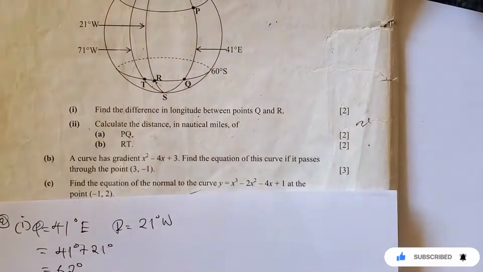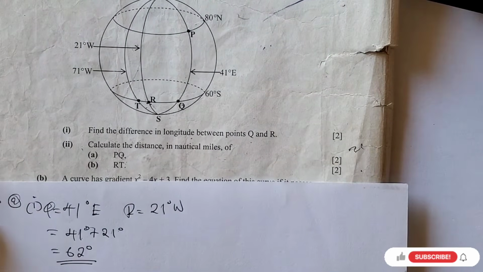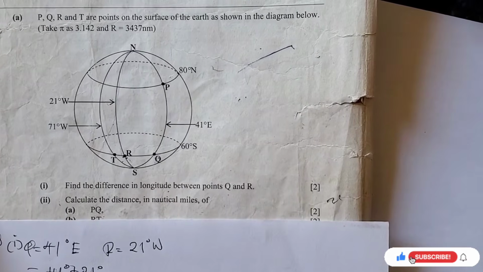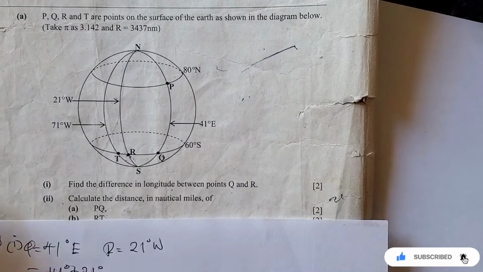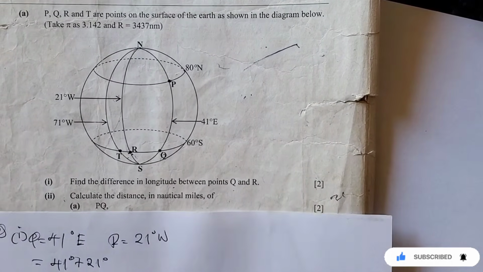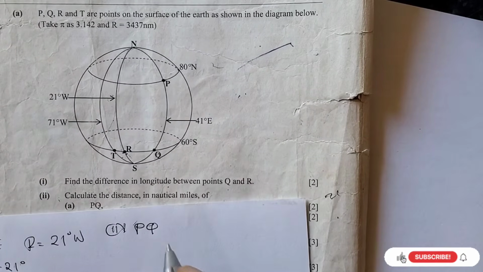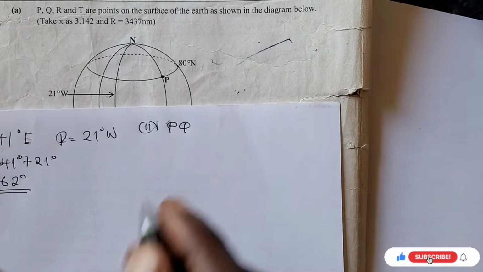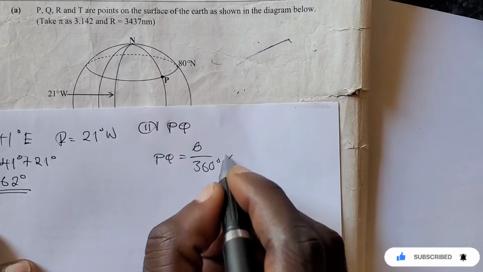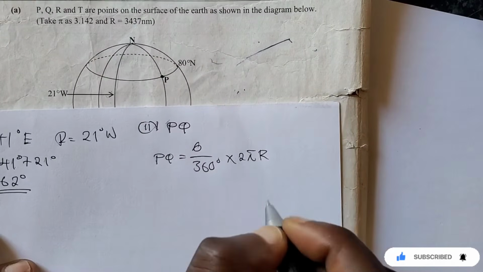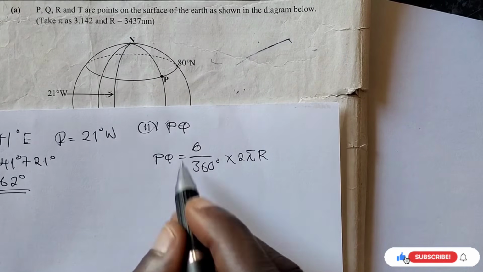The other question is saying, calculate the distance in nautical miles of PQ. PQ is the distance along the line of longitude, so the formula is very simple here. We're asked to find the distance PQ. So the formula is PQ equals theta over 360 degrees times 2 pi r, where theta is the difference in latitude, since we're finding the distance along the longitude.